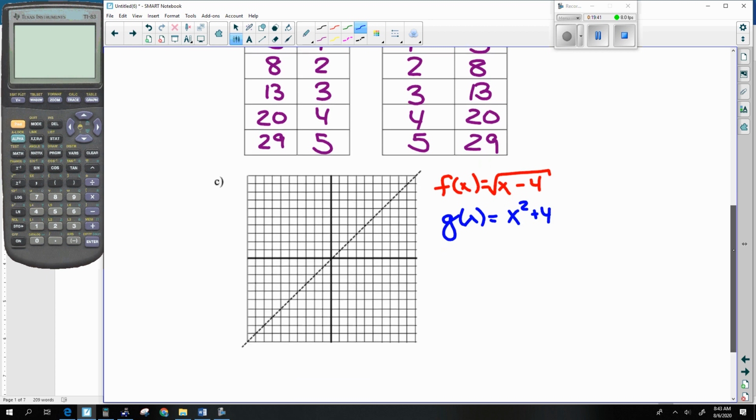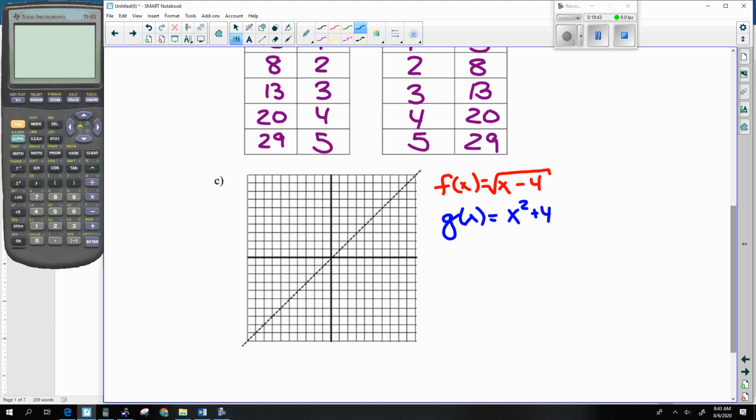All right, so symmetrical about this dashed line. As I said, this is a square root picture. Right 4, 1, 2, 3, 4, and then it's a 1, 3, 5 going out that direction. The g is an x squared plus 4, so that is a parabola up 4, 1, 2, 3, 4.